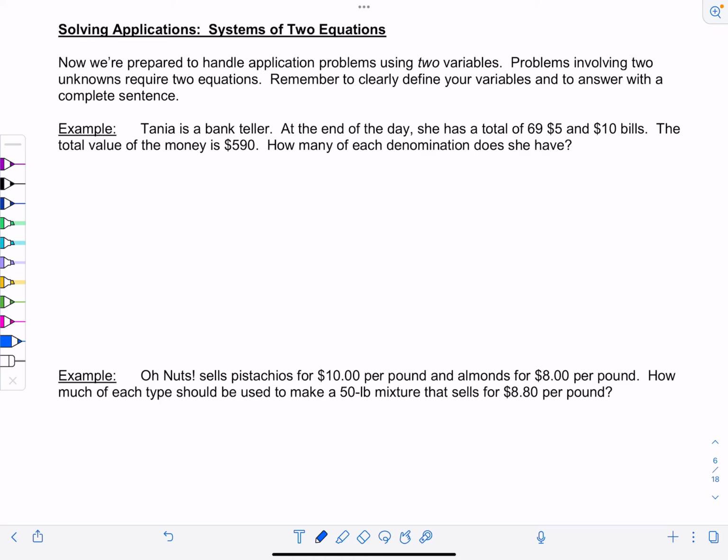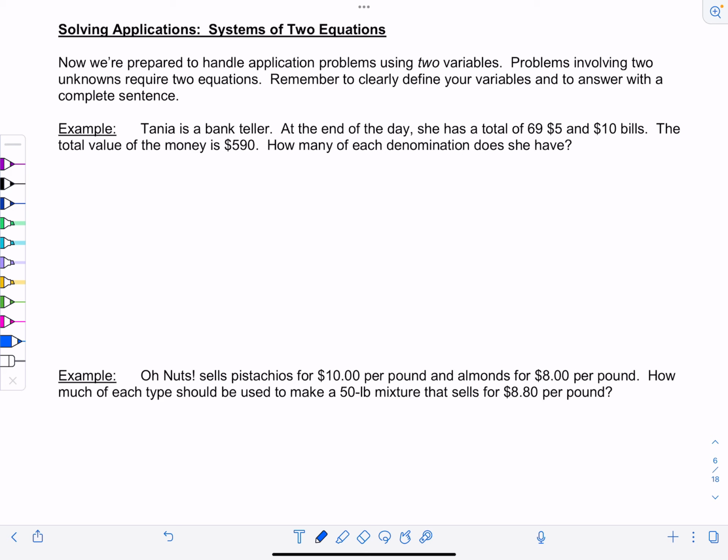This is Intermediate Algebra video lecture number 9 on solving applications of systems of two equations. So in the previous video lecture, we went over how to solve systems of linear equations, two variables, two equations, using the elimination or addition method as well as substitution. So now we're ready to handle application problems, aka word problems, with two variables.